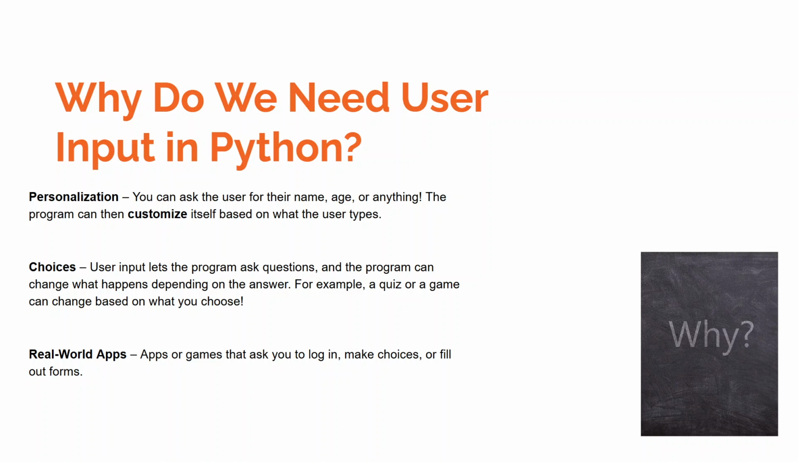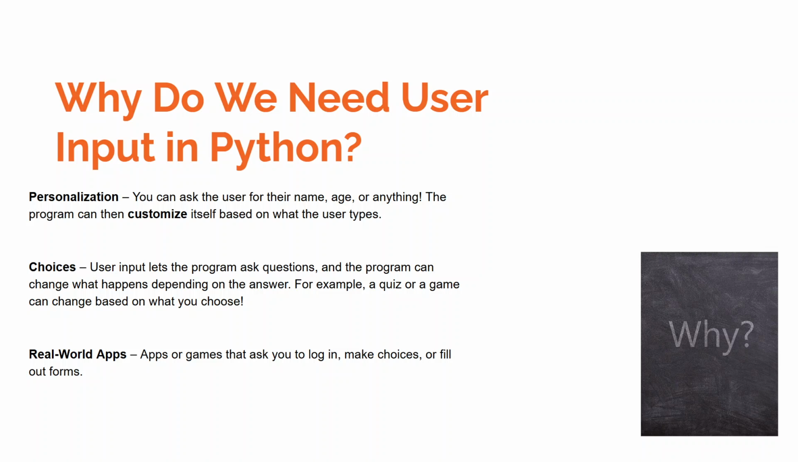Choices. User input lets the program ask questions, and the program can then change what happens depending on the user's answer. For example, if you think of a quiz, it can be changed based on what you choose. Real-world apps: think of apps or games that ask you to log in, make choices, or fill out forms.